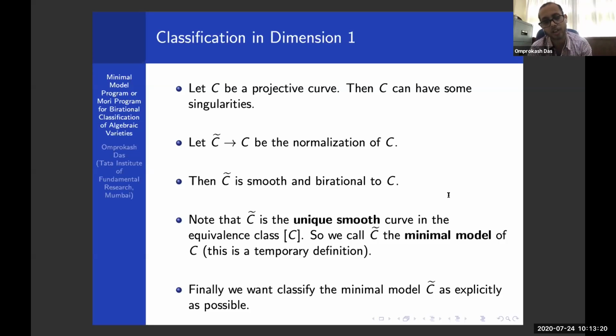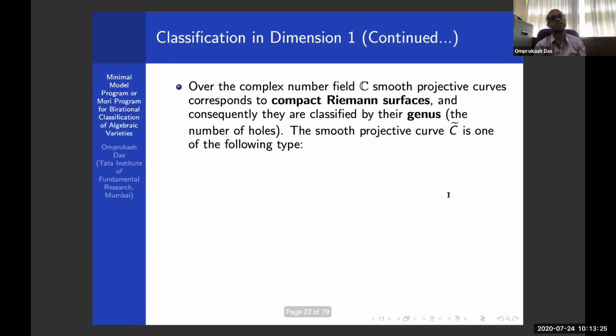So we want to know what the possibilities are for this minimal model. Really classify this minimal model now. If you go to the complex number field C, then you know that every smooth projective curve corresponds to a compact Riemann surface. They're nothing but compact Riemann surfaces.